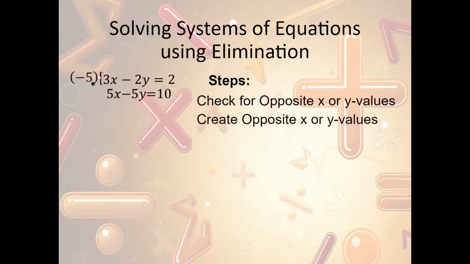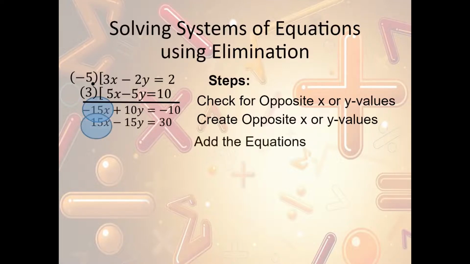So I'm going to multiply this one by negative 5, and this one here by 3. So that gives me negative 15x and positive 15x. Now I can just go ahead and multiply. When I multiply this out, I end up with negative 15x plus 10y is equal to negative 10. And when I multiply this one out, I end up with 15x minus 15y is equal to 30. Now I have opposites, so I can just go ahead and add them.